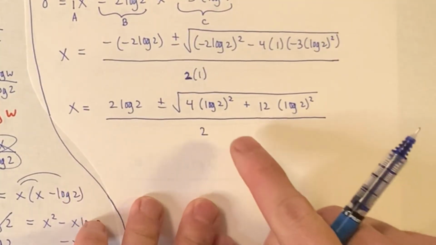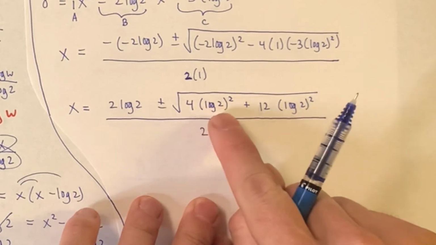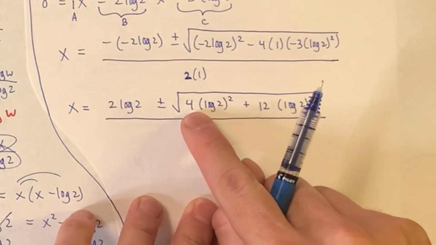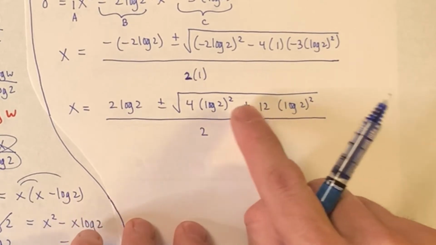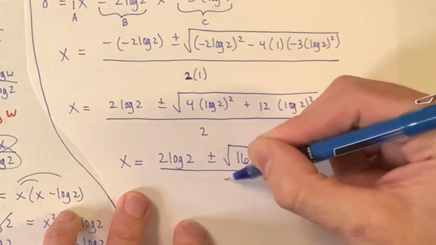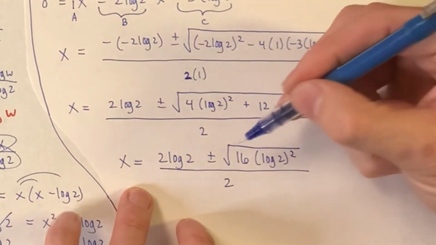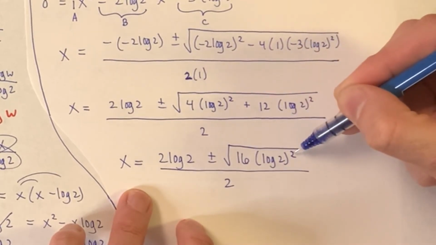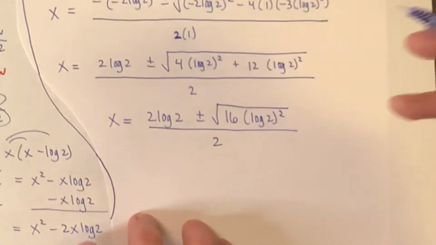And so we have here 4 of these plus 12 of the same thingy. 4 and 12 makes 16 copies of that item. And this is so convenient because we can square root the 16 to get 4, and we can square root that square to make that piece go away. So here's what we have.